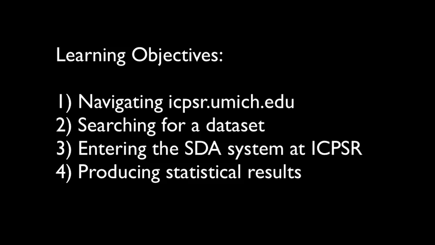There are 4 things we're going to learn to do today. The first is how to navigate to the main website, which contains most of the survey data sets that you're going to be looking at. That website address is shown on your screen. It's icpsr.umich.edu. Second, I'm going to show you how to search for a data set at the ICPSR website.